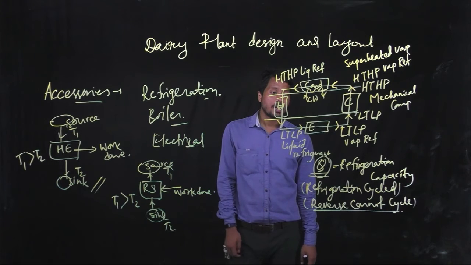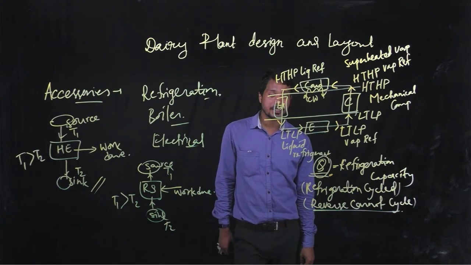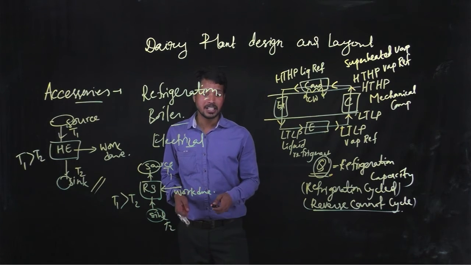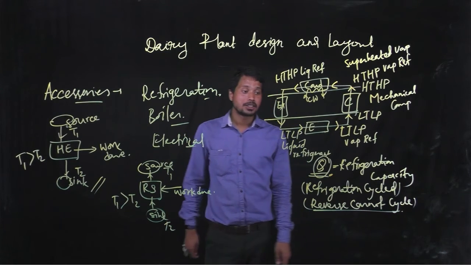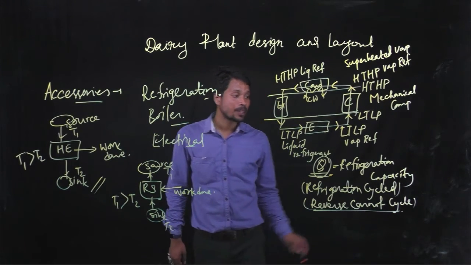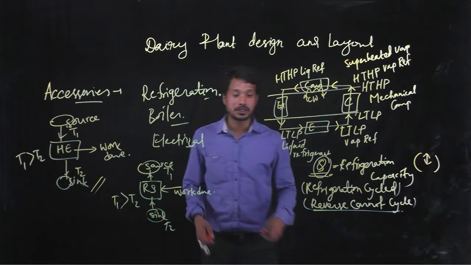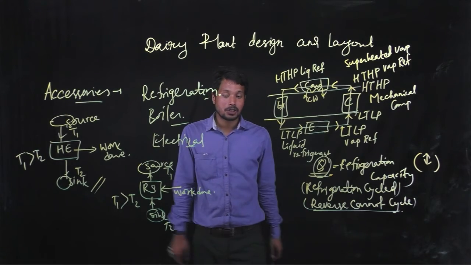Okay, and this Q is called the refrigeration capacity. This refrigeration capacity is nothing but the amount of energy absorbed by the refrigerant to change its phase from liquid to vapor. So that is called the refrigeration capacity, and depending on the refrigeration capacity, you can reduce the temperature to a far extent.